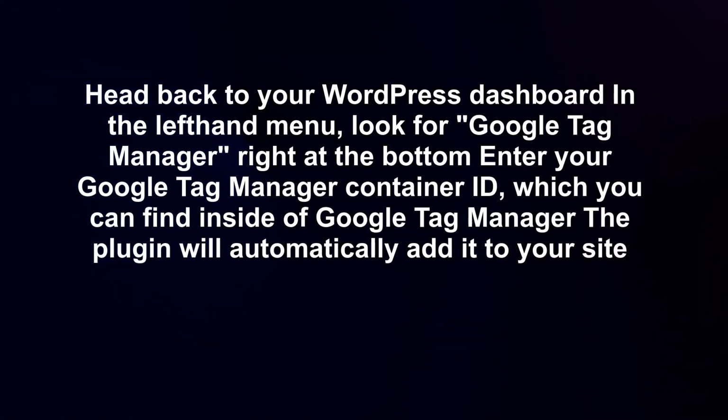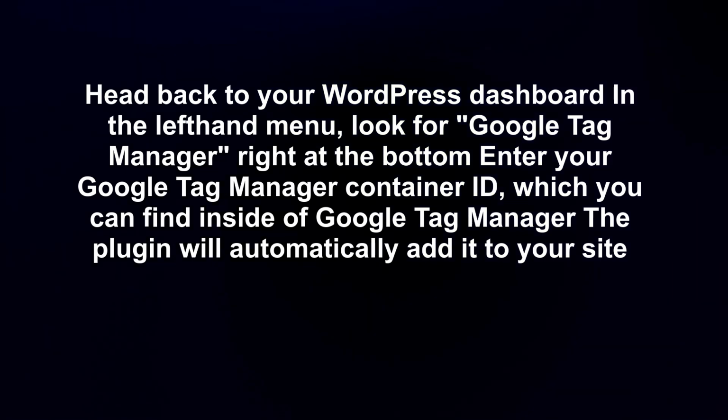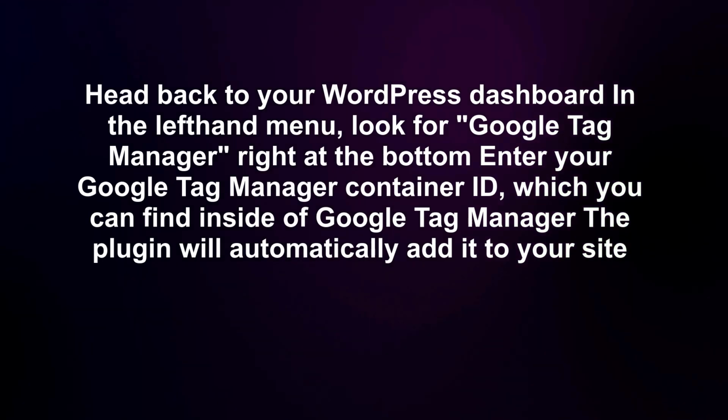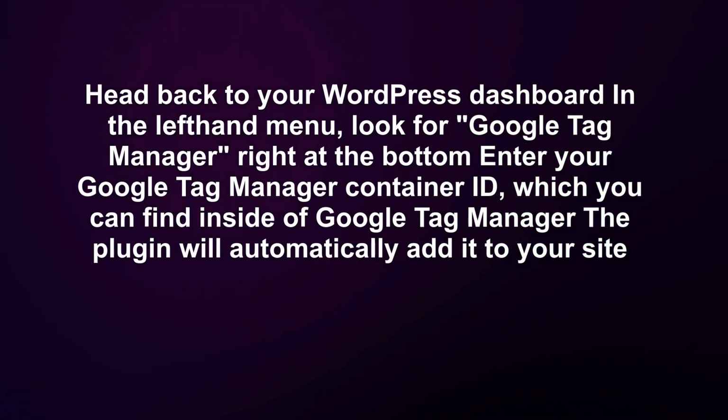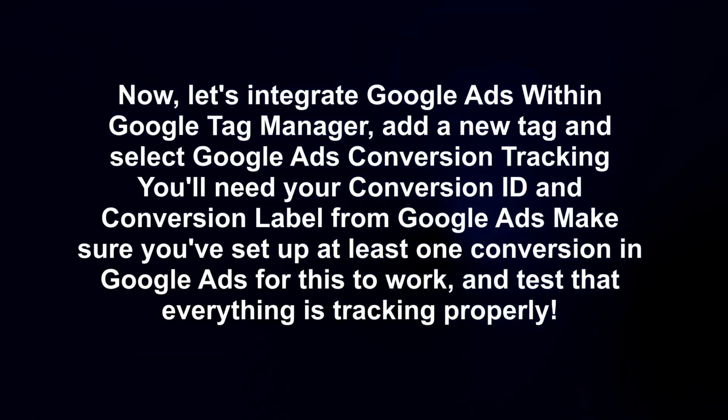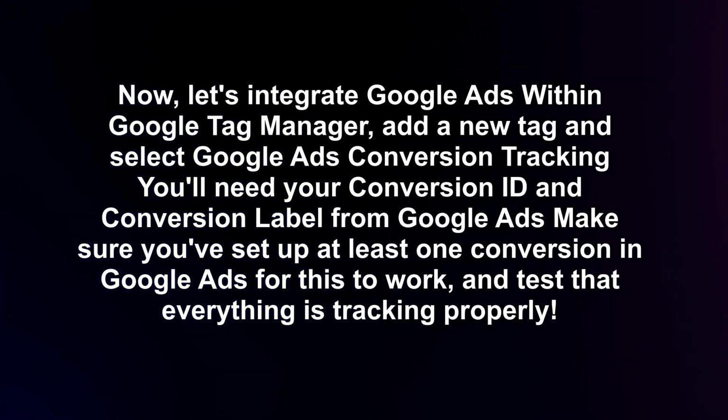Head back to your WordPress dashboard. In the left-hand menu, look for Google Tag Manager. Right at the bottom, enter your Google Tag Manager container ID, which you can find inside of Google Tag Manager. The plugin will automatically add it to your site. Now, let's integrate Google Ads within Google Tag Manager.